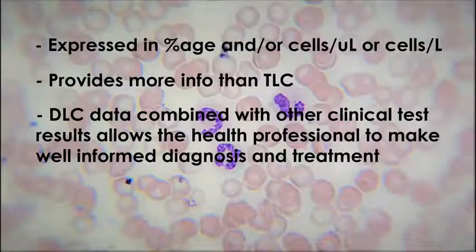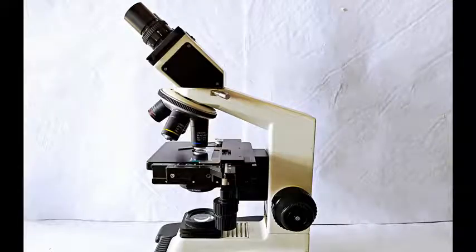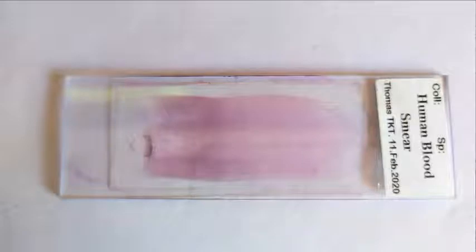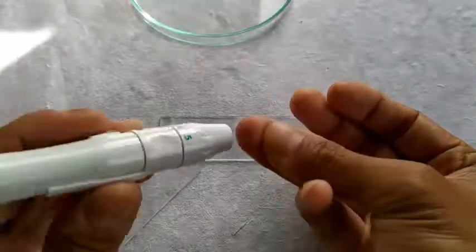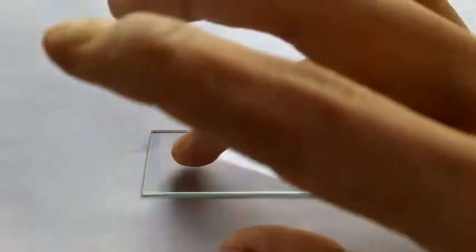All that is required to perform a DLC are a compound light microscope and a thin stained peripheral blood smear of the patient's blood sample, along with a pen and paper. Additionally, a blood cell counter may be used if available. To begin the DLC procedure, first prepare a thin peripheral blood smear of the given blood sample and stain it with an appropriate dye solution.